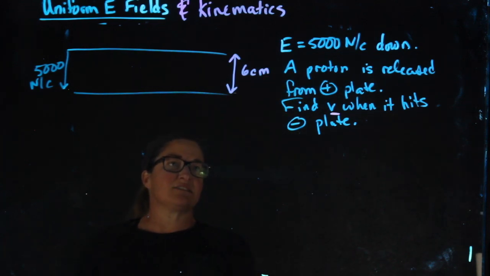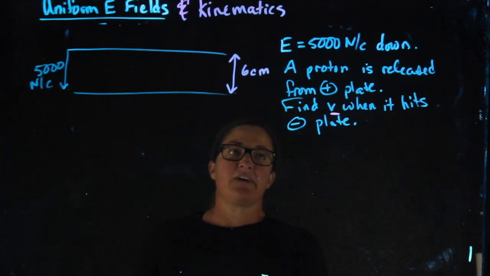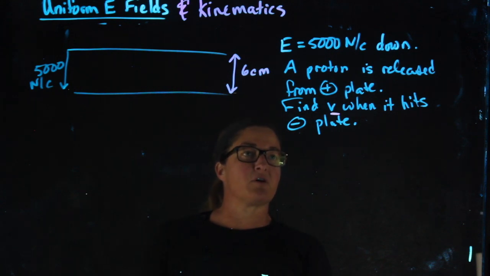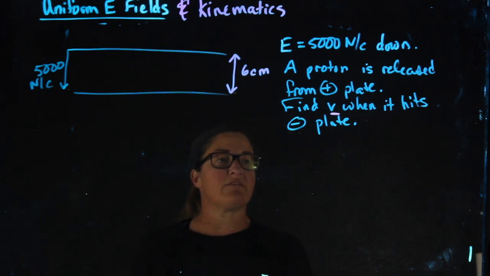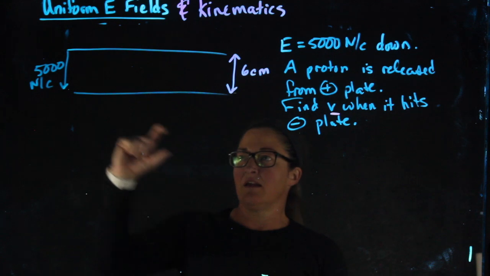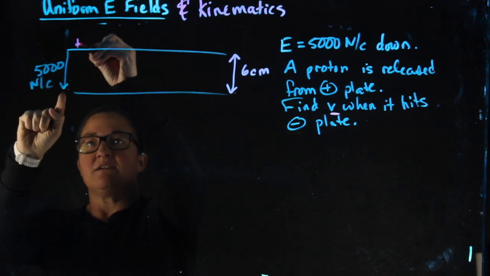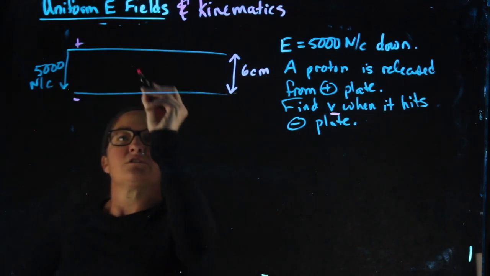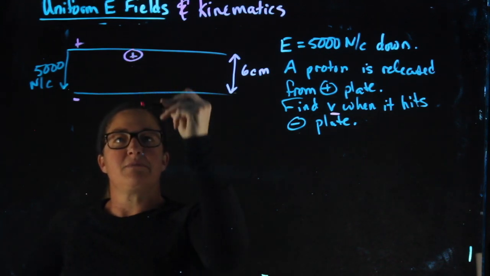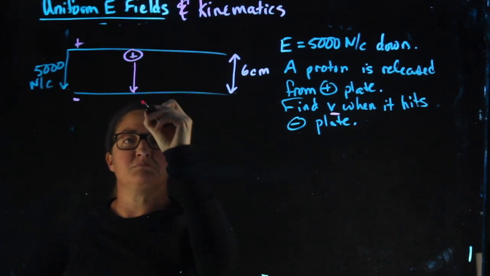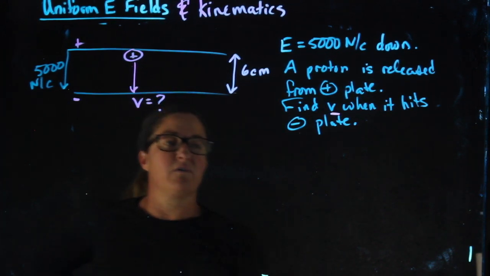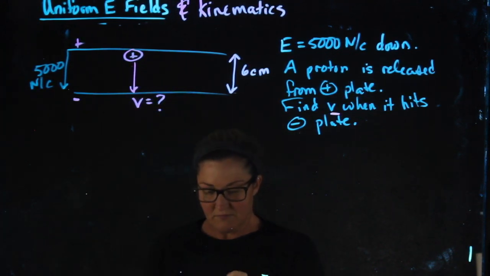This problem says an electric field is 5,000 newtons per coulomb down. A proton is released from the positive plate, and we want to find the velocity when it hits the negative plate. E field's 5,000 down from positive to negative. So my proton is going to be released from here and then collide into this plate, and I want to know the velocity when it does so.